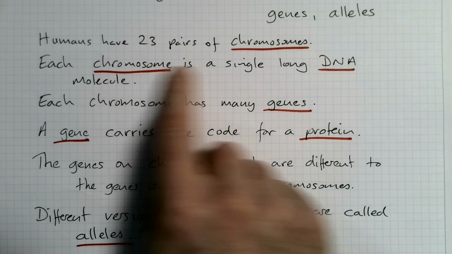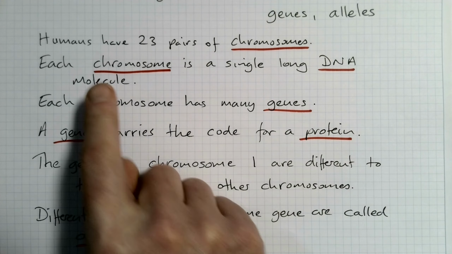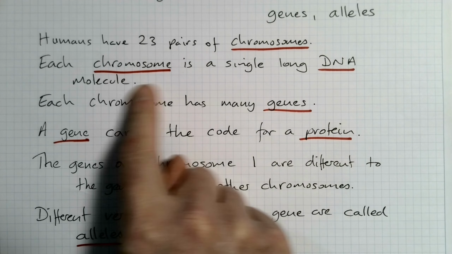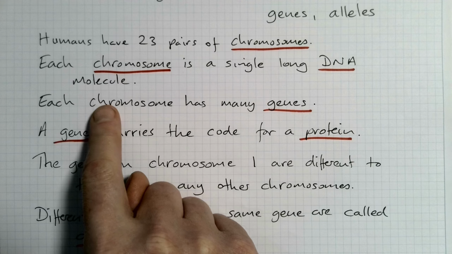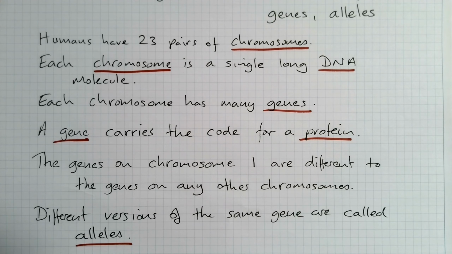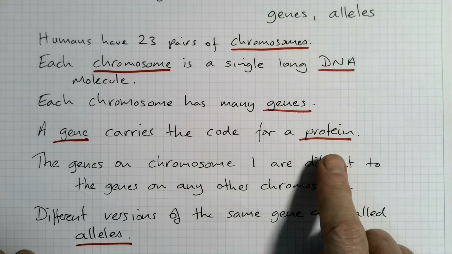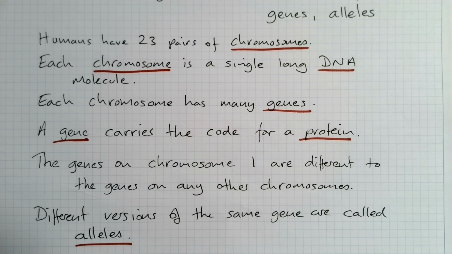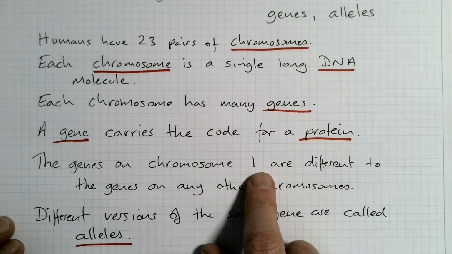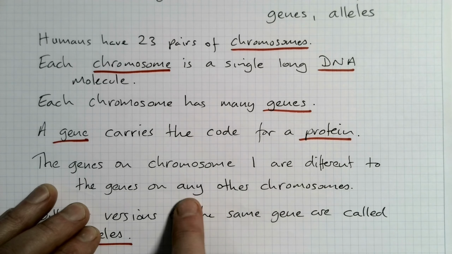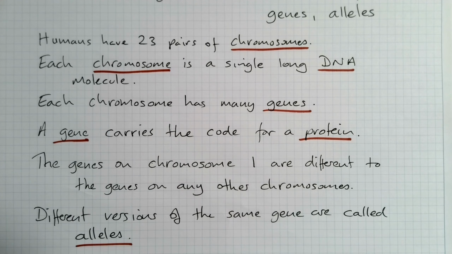So humans have 23 pairs of chromosomes. Each chromosome is a single long DNA molecule, and each chromosome has many genes, but it's got a lot of DNA in there that isn't genes as well. So the gene's only a small part of the DNA. A gene carries the code for a protein, so that's what genes are. They make proteins. Now the genes on chromosome 1 are different to the genes in any of the other chromosomes, so all the chromosomes are different.